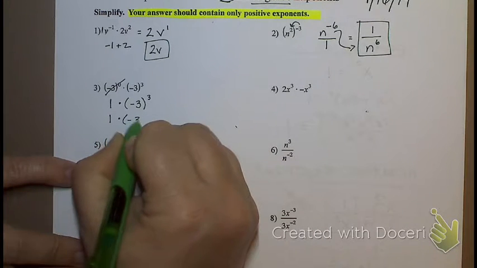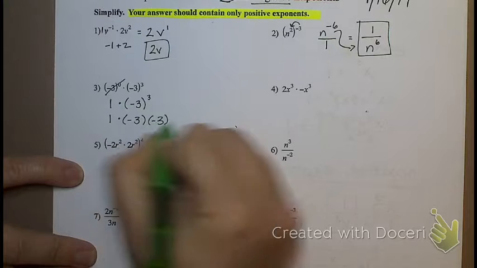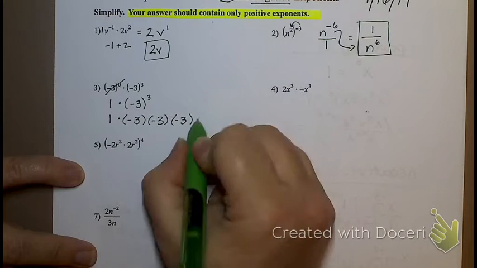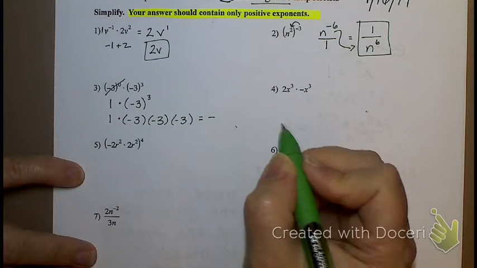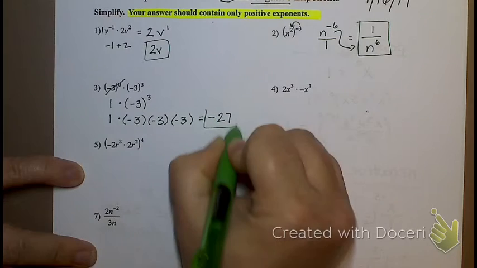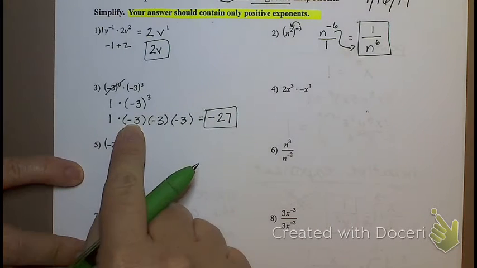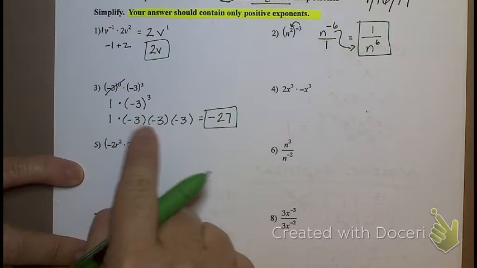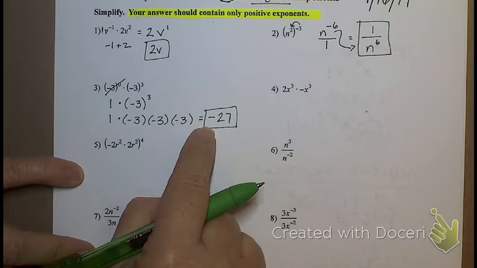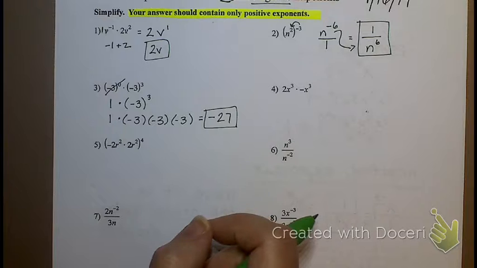It's negative 3 times negative 3 times negative 3, right? Is that going to be a positive or a negative answer? Negative. Negative what? 27. Right? 1 times negative 3 is negative 3. Times negative 3 is positive 9. Times negative 3 is negative 27. And you can obviously go to your calculator there too.